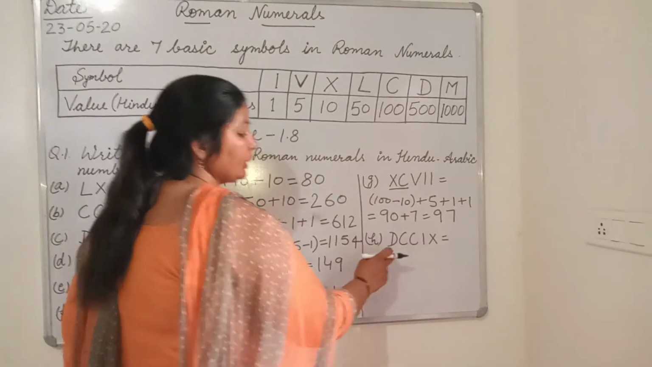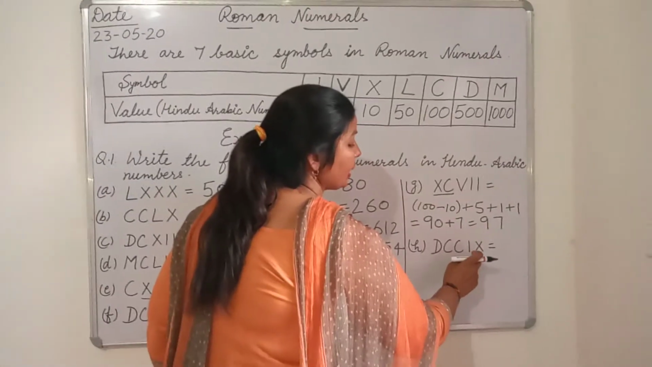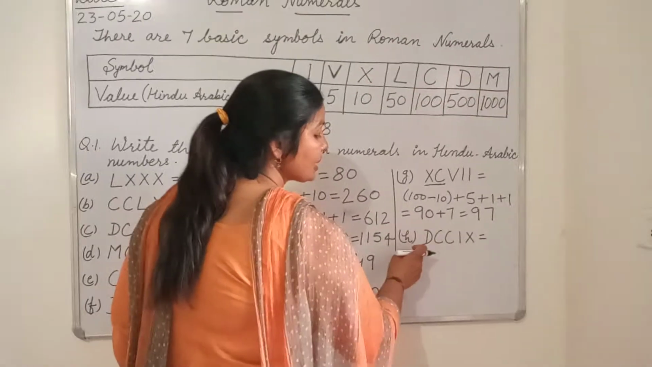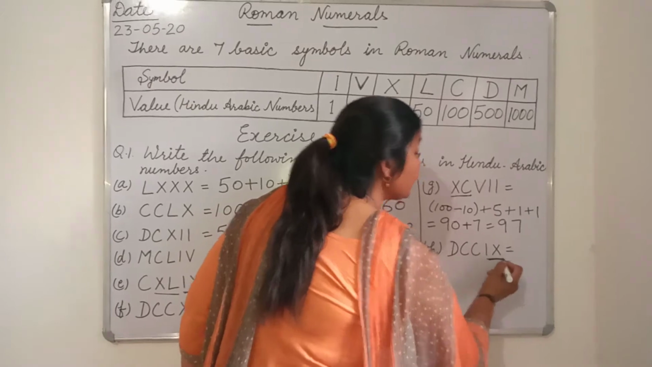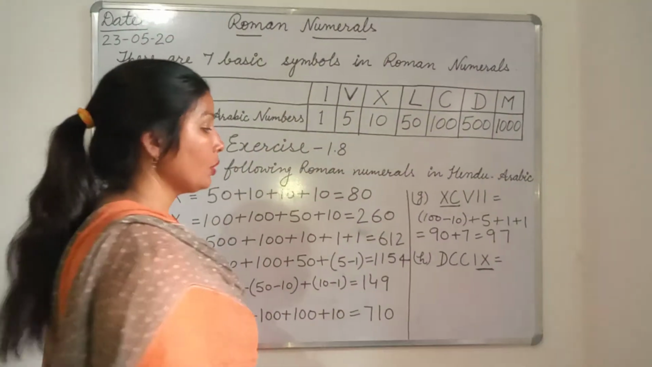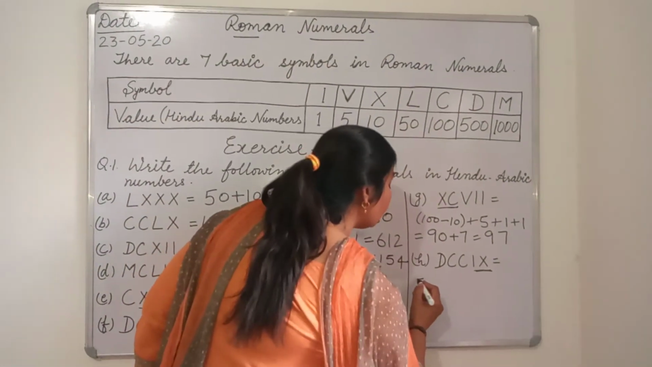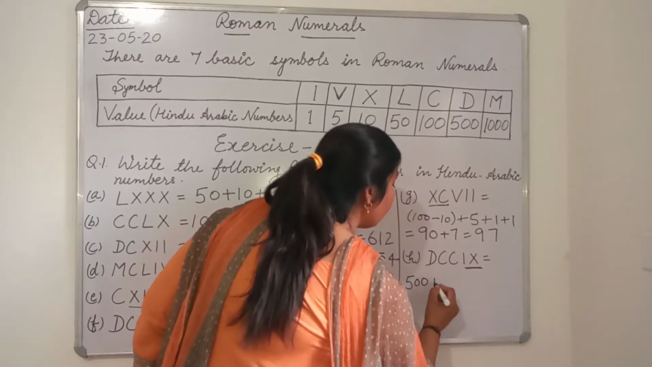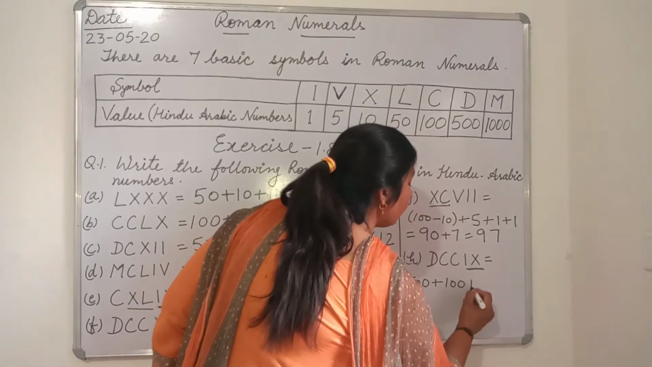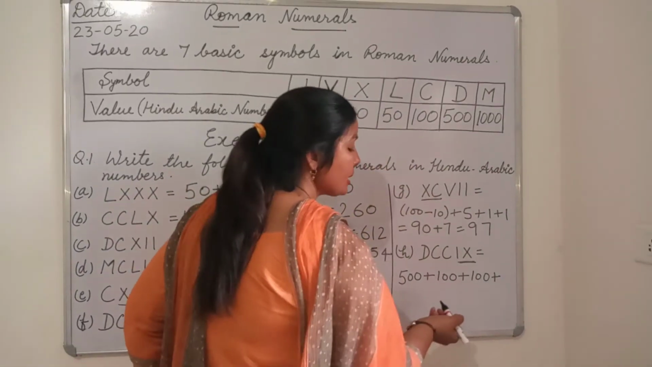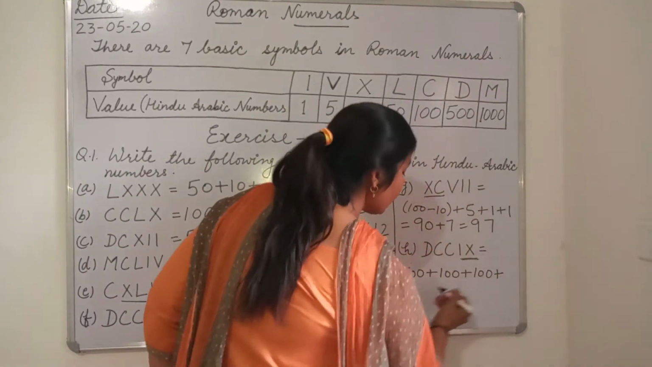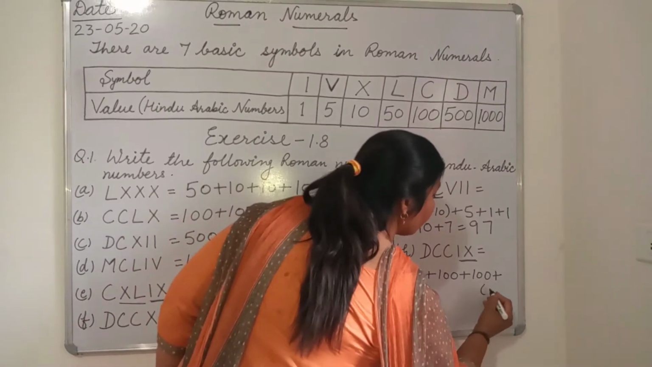Next is D, C, C, I, X. So D means 500, 100, 100. Then IX, that means this is in subtraction. Okay, so we write here D means 500 plus 100 plus 100 plus IX means 10 minus 1.